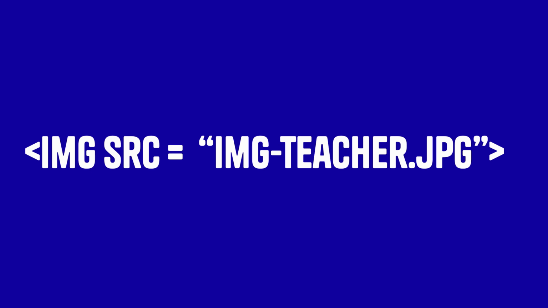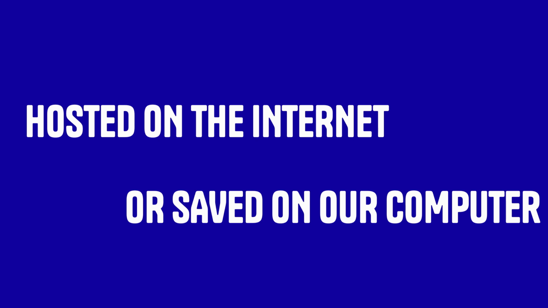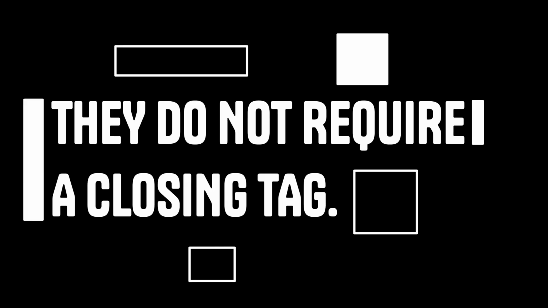We use the image tag to insert an image into our page. Within the opening tag of the image element, we include the source attribute that specifies the path of the image, whether the image is hosted on the internet or saved on our computer. By the way, as you can tell, there are HTML elements that do not have a closing tag. The name of these elements is void elements. They do not require a closing tag.